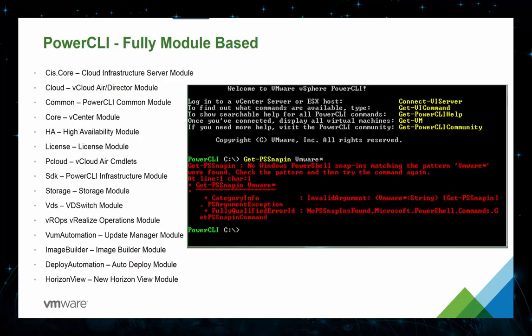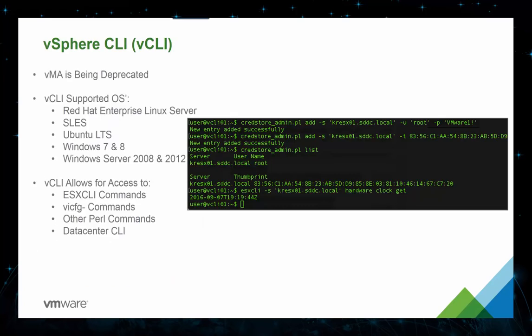For those that prefer scripting, the new PowerCLI command line tool is fully module-based. This allows you to automate almost all daily operational tasks using scripting. It also supports outputs in the following formats, such as simple, table, JSON, XML, and HTML. Our updated vSphere CLI now offers support for the following OSs: Red Hat Enterprise Linux Server, SLES, Ubuntu LTS, Windows 7 and 8, Windows Server 2008 and 2012. It also allows access to ESXCLI commands, VI config commands, other Perl commands, and Data Center command line interface.